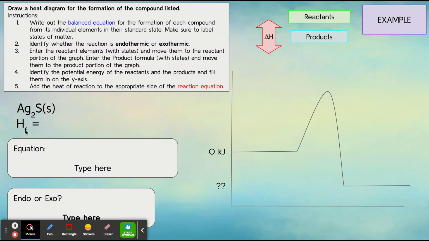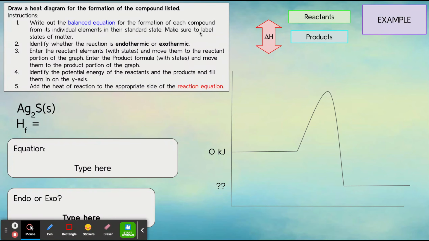Okay, so we're going to look at silver sulfide, okay, as our first compound. It's going to be a solid compound. And what we want to figure out is basically we want to write out a balanced equation for the formation of this compound from its individual elements in their standard state.